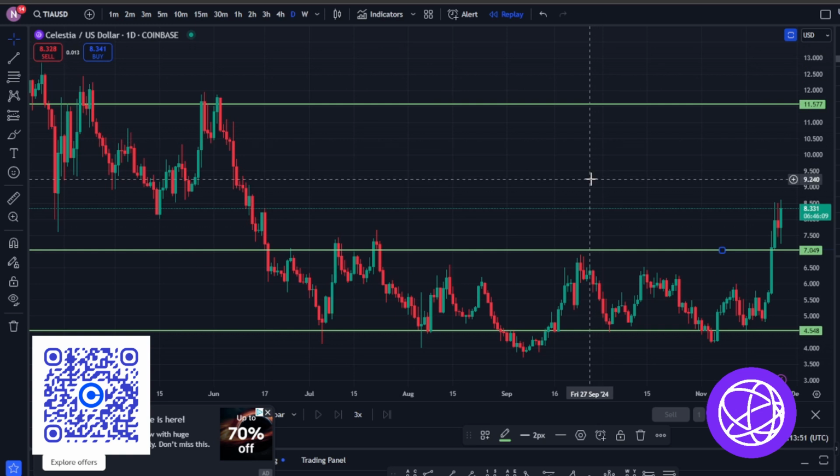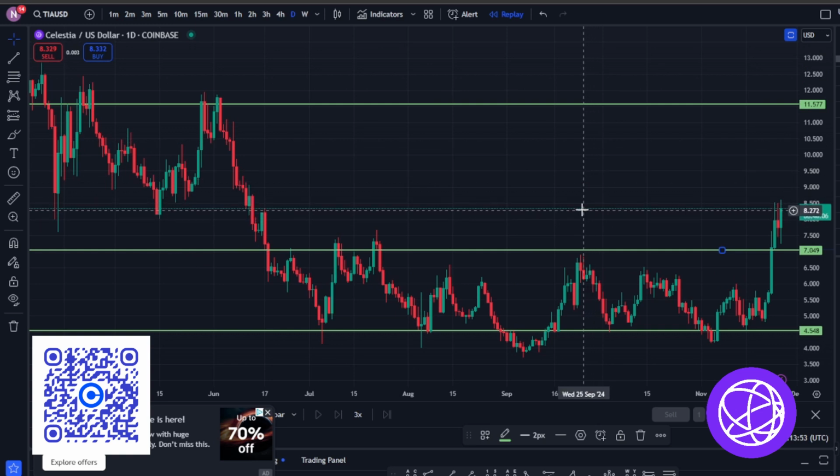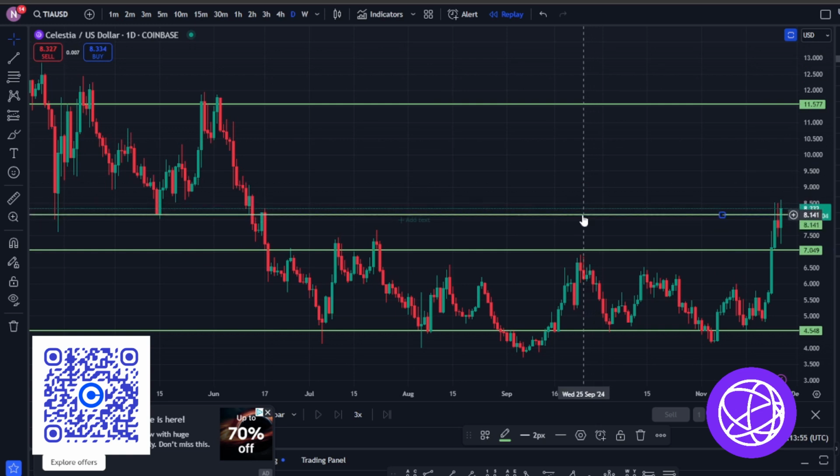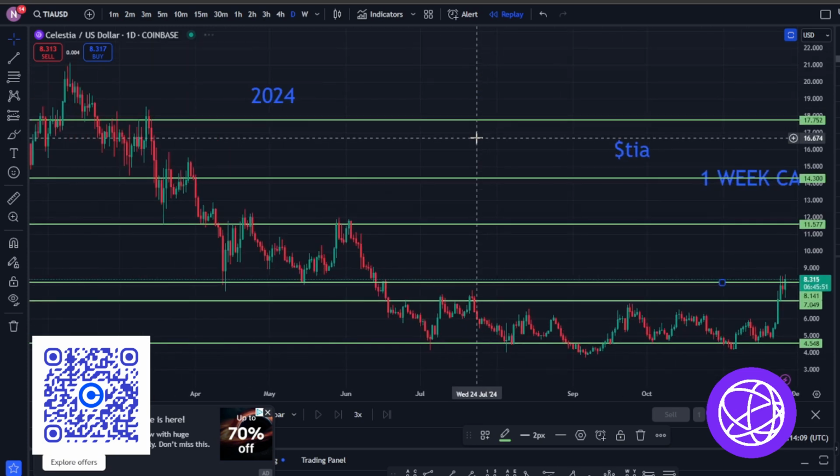And for anyone listening who is interested in buying some TIA, where can they find it? You can find it on all the major exchanges. Coinbase, Binance. Perfect, so it's easily accessible. It is. As always, guys, do your own research before making any investment decisions. Absolutely.